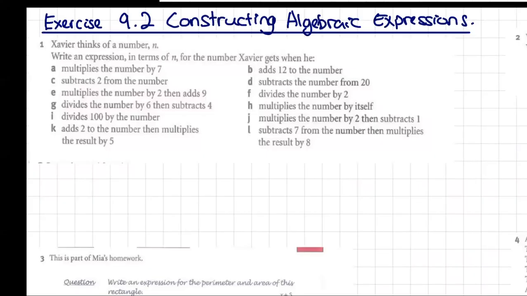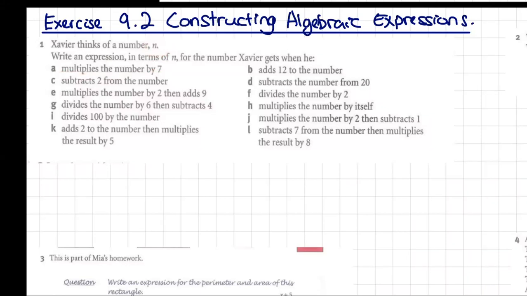Okay, we're looking at Coursebook 9, exercise 9.2, where we're learning about constructing algebraic expressions. So this is going to be a discussion for this exercise. If we look at question number 1, it says, Xavier thinks of a number n. Write an expression in terms of n for the number Xavier gets when he multiplies the number by 7. He's going to do everything to the unknown n.